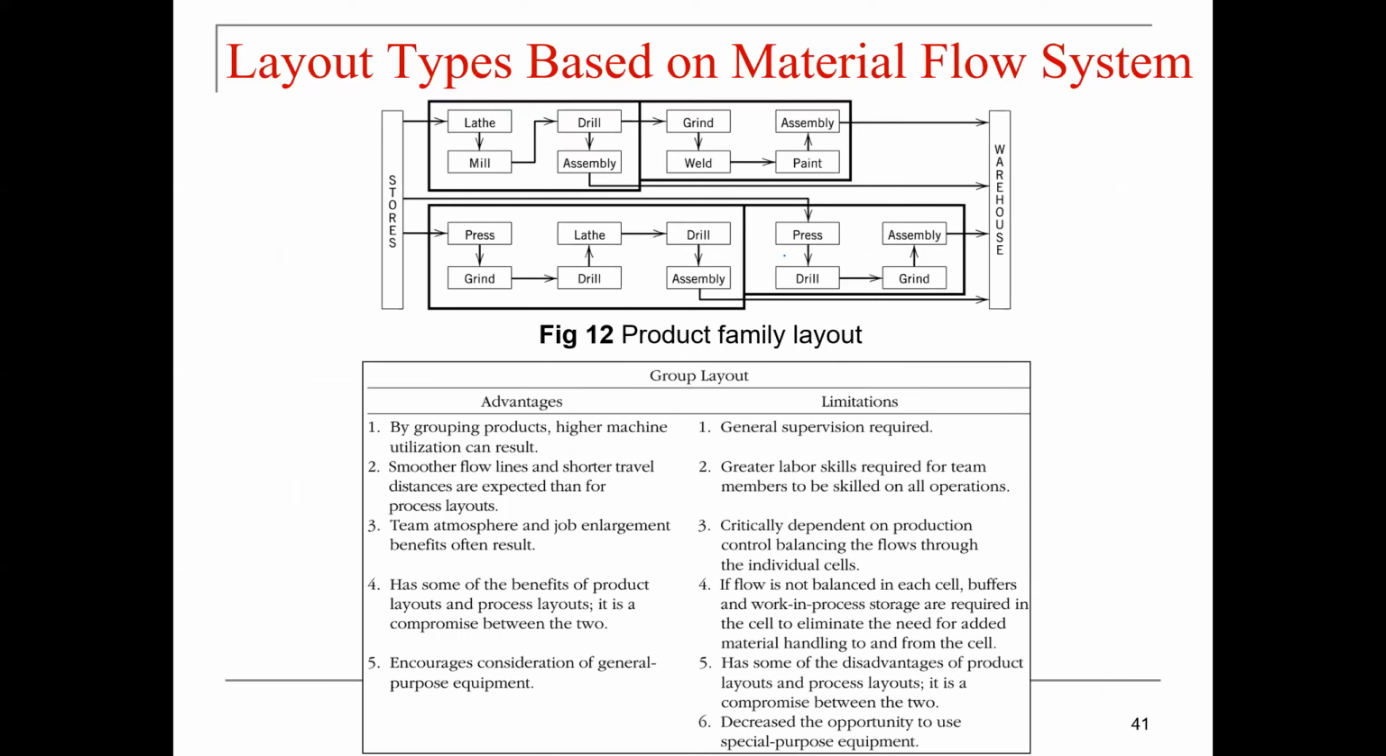The product family layout, and this is the type of layout that you can build using the direct clustering algorithm. So here again, you have product families. So let's say this cell is used for one product. This is another cell that can be used to manufacture another part, and so on. So what are the advantages? By grouping products, higher machine utilization can result because you are producing different types of products continuously.